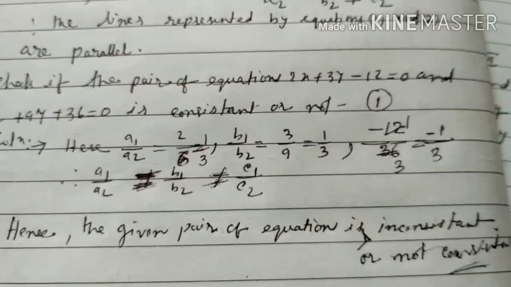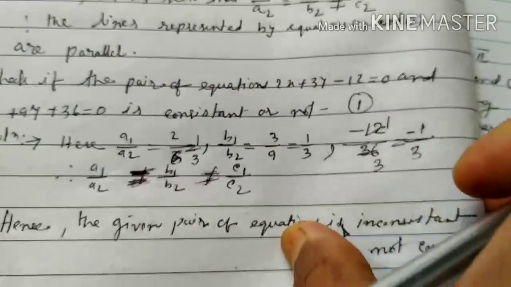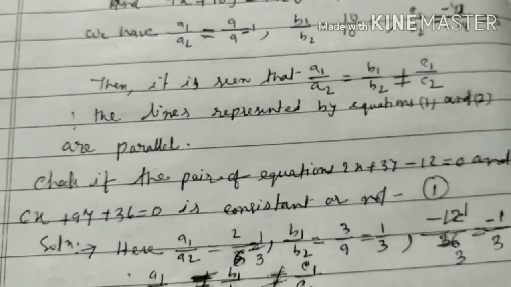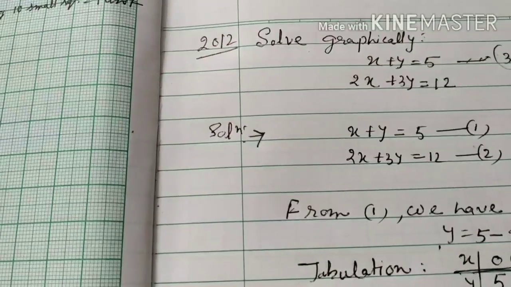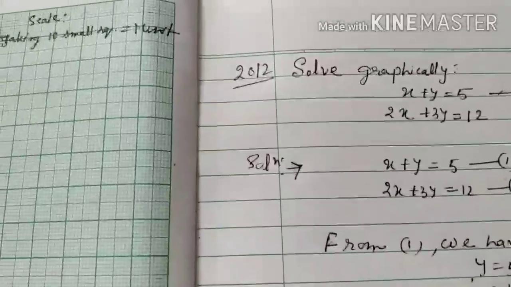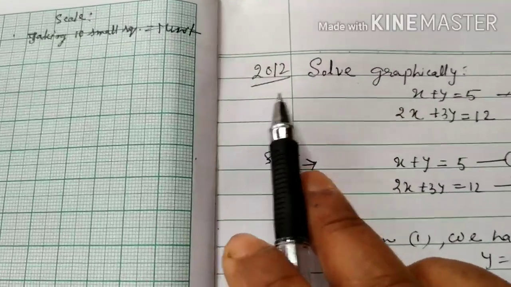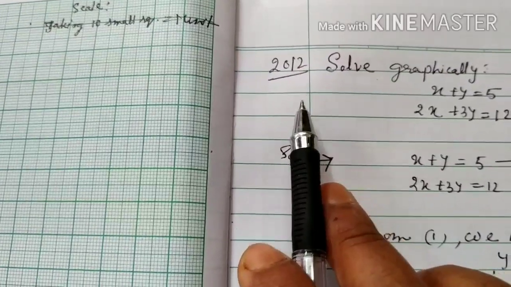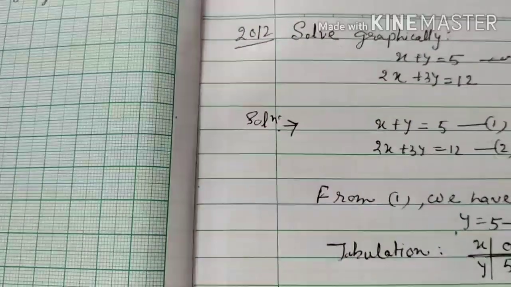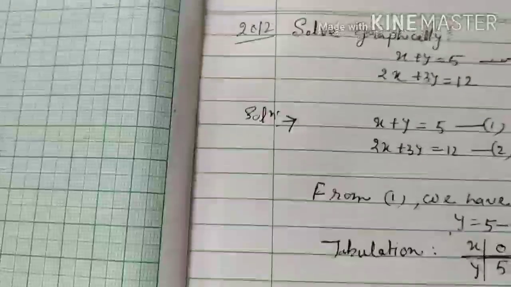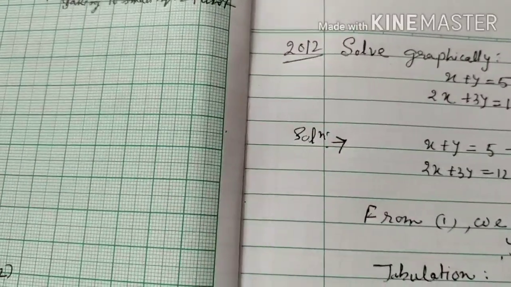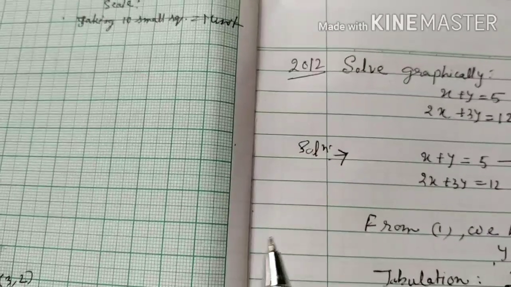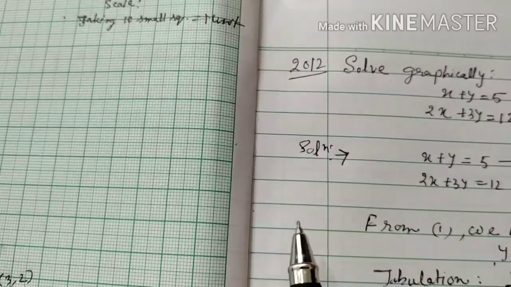And then let me begin how we can solve a pair of linear equations with the help of a graph, that is called solving graphically. Let's see. So I would like to select the 2012 question, question number 3, solve graphically. You have already learned the graph in class 9 also, so I will show only this question.